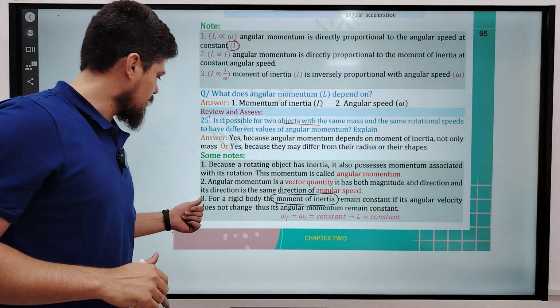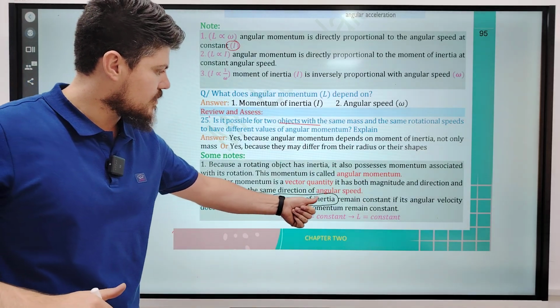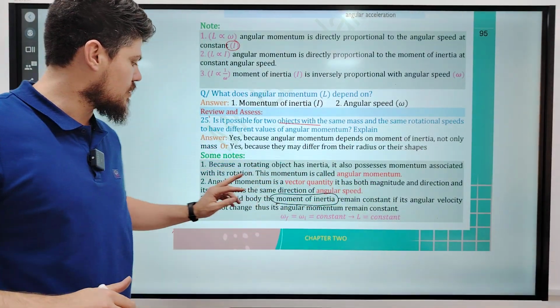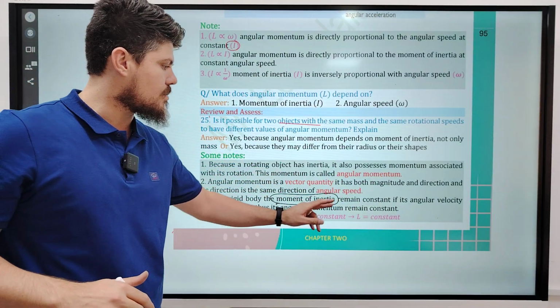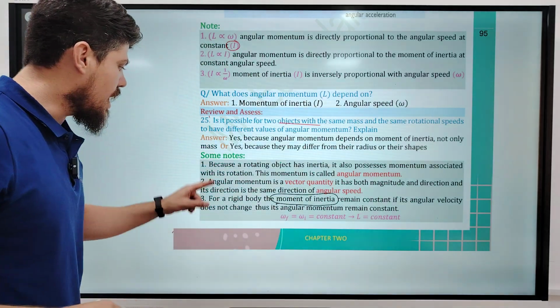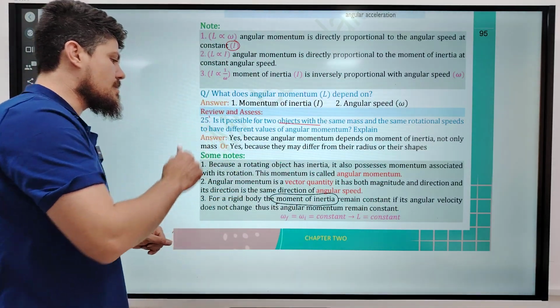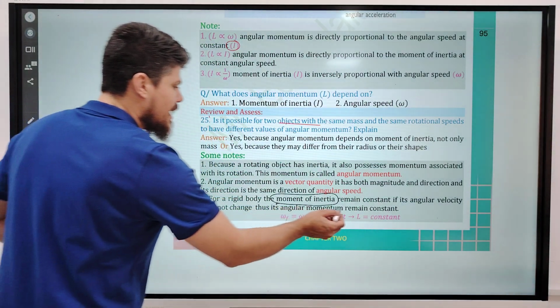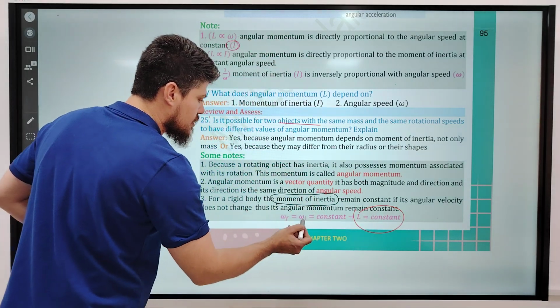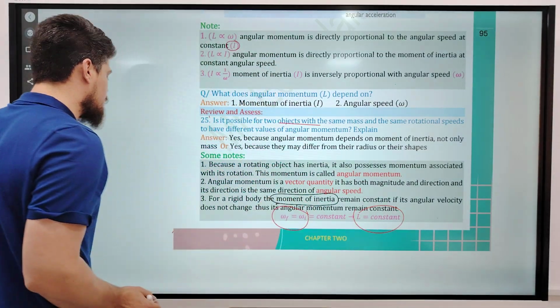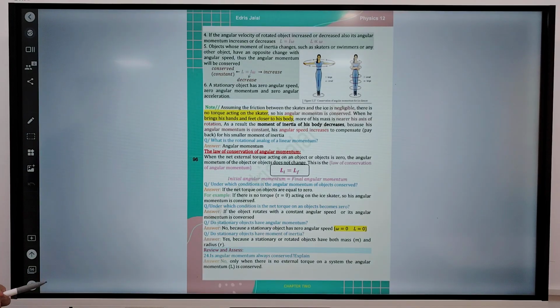So, as you can see in note number 3, for a rigid body, the moment of inertia remains constant. If the angular velocity doesn't change, then the angular momentum remains constant. But if the angular speed changes, the angular momentum also changes. So, when is L constant for a rigid body? If omega final is equal to omega initial.